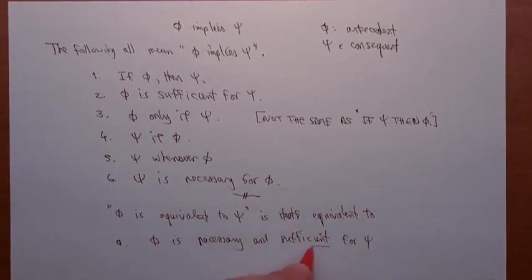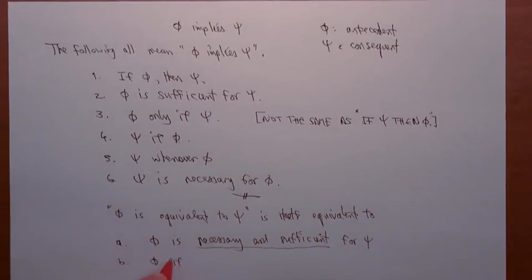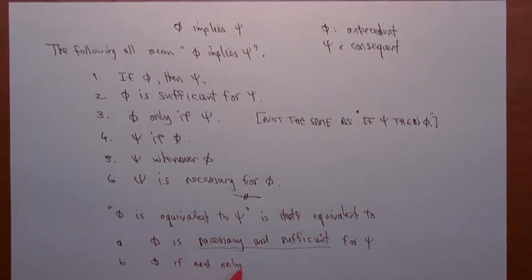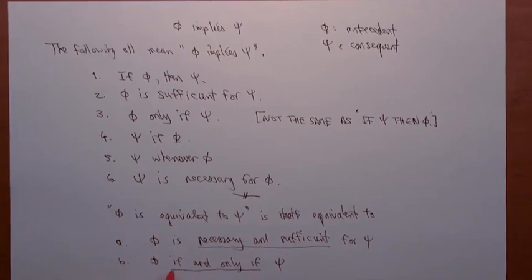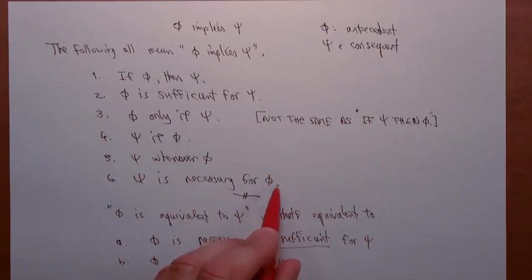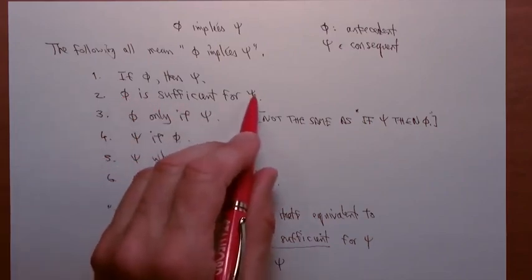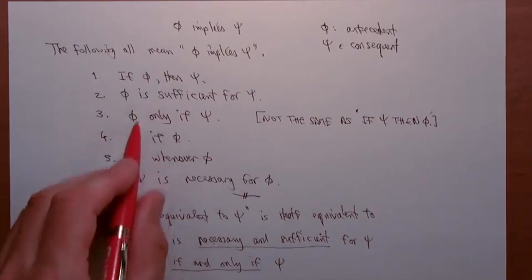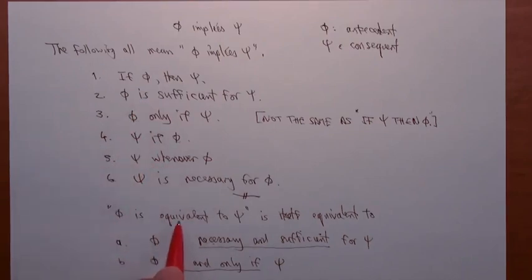This combination, necessary and sufficient, is very common in mathematics. And B, phi if and only if psi. That's also very common in mathematics, if and only if. Notice that we're combining necessary and sufficient. With necessary, we have psi before phi. With sufficient, we have phi before psi. And that gets us the implication in both directions. And equivalence means implication in both directions.